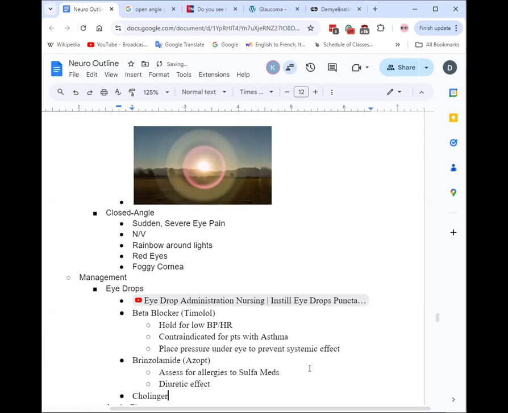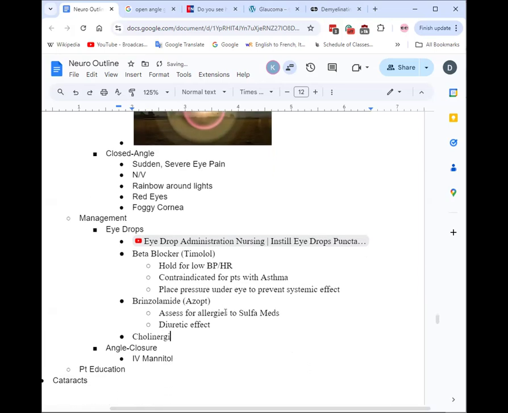And then there's cholinergics. Just like how this blocks sympathetic, this affects parasympathetic, so they both have the same effect of stimulating the parasympathetic nervous system. So this is your pilocarpine. I think the brand name is Pilocar. And it's a pupil constrictor.